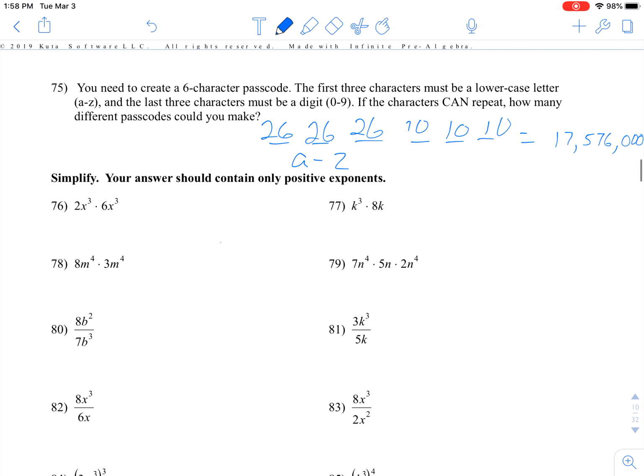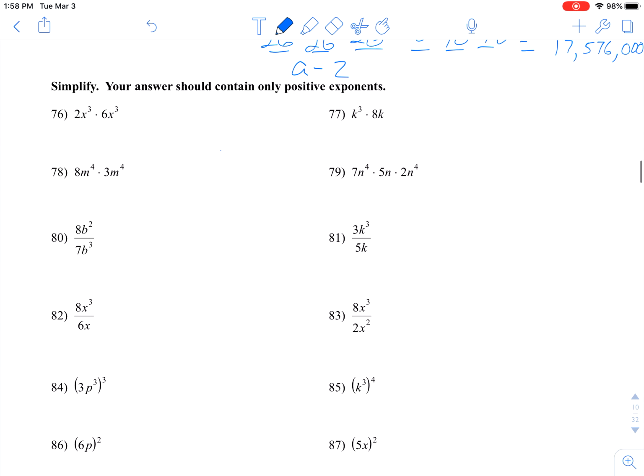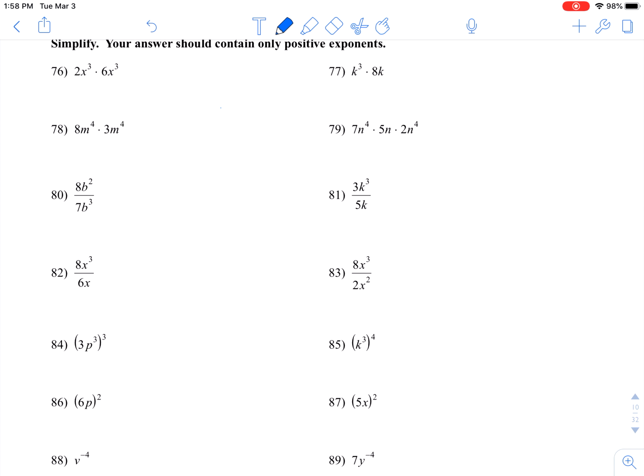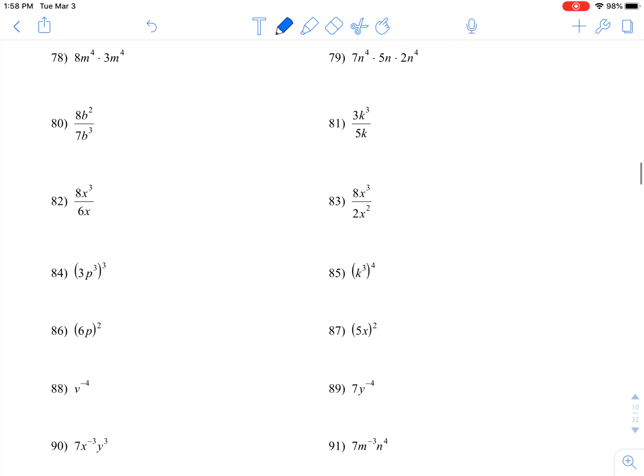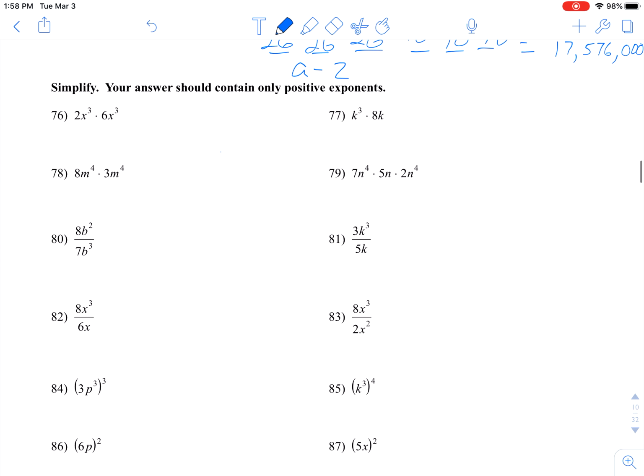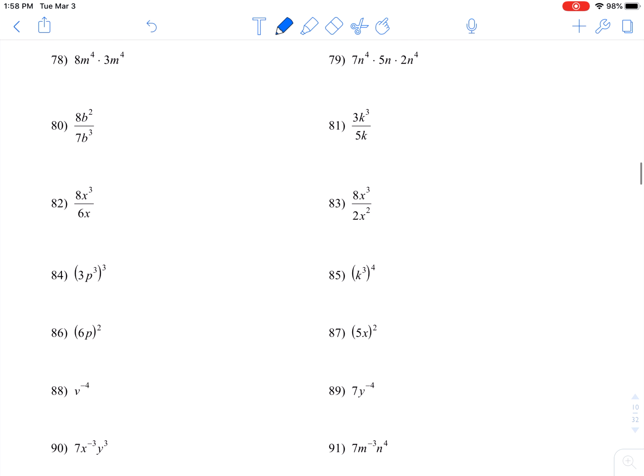That completes today's iLearn review. Tomorrow we will take a look at the exponent rules and determine what you do with those exponents when you're multiplying, dividing, or power to power, or if you have a negative exponent. So we'll look at problems 76 through 91 tomorrow.